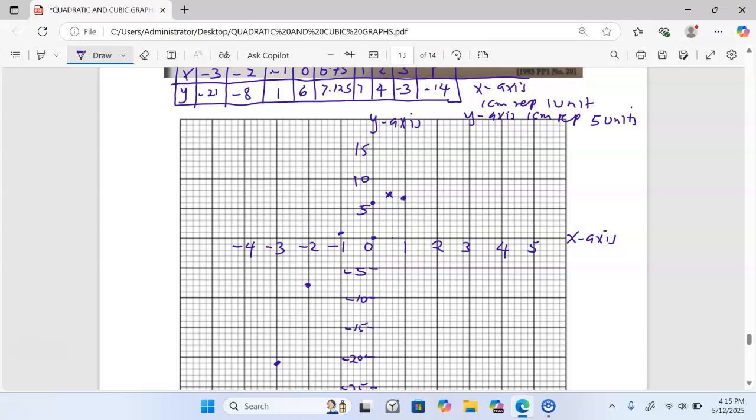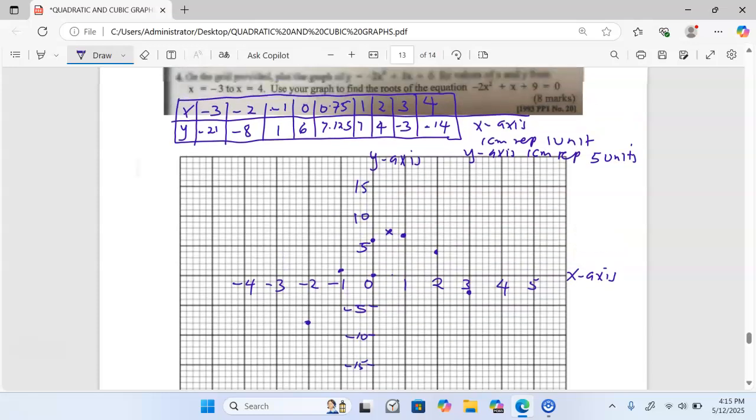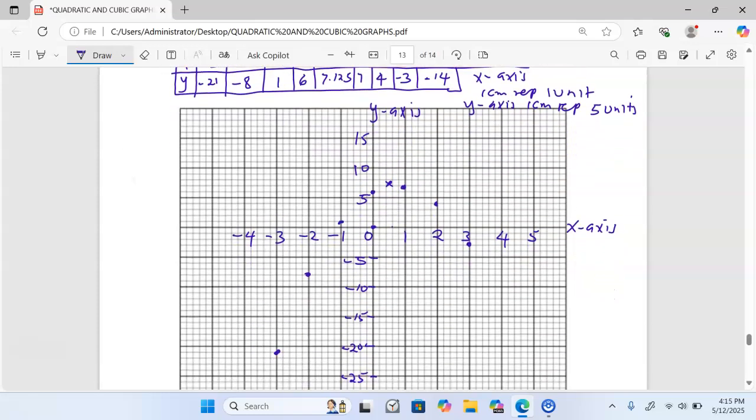When x is 2, it is 4. When x is 2, it is 4 at this point here. And when x is 3, it is -3 at this particular point here. And when x is 4, it is -14. -14 is at this particular point here.